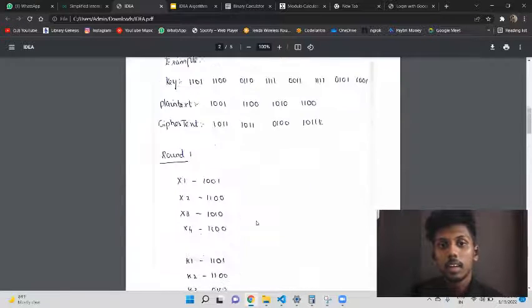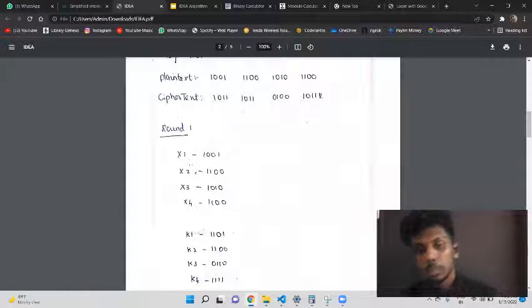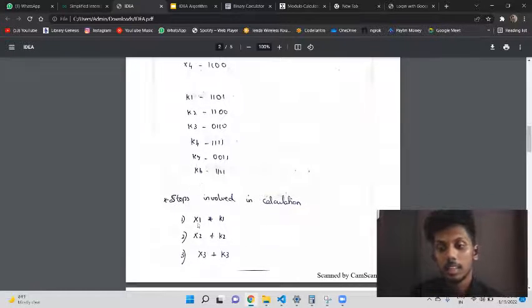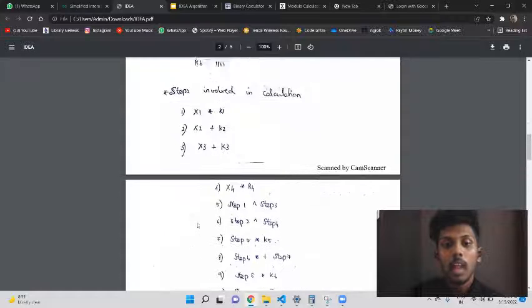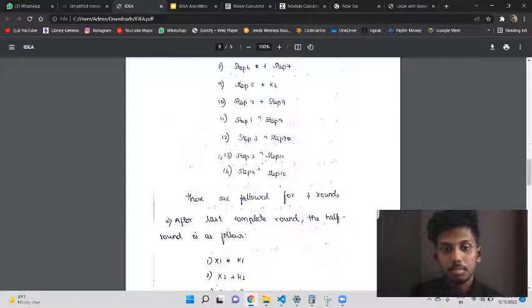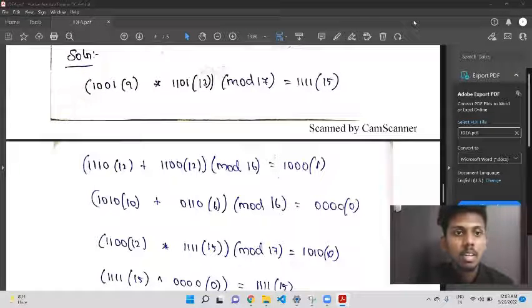We'll consider our plain text as x1, x2, x3, and x4, and k1, k2, k3 and so on as the key. For the first round, we multiply plain text x1 with k1, that is 1001, which is 9, and 1101, which is 13. If we do mod 17 for that, we'll get 15.